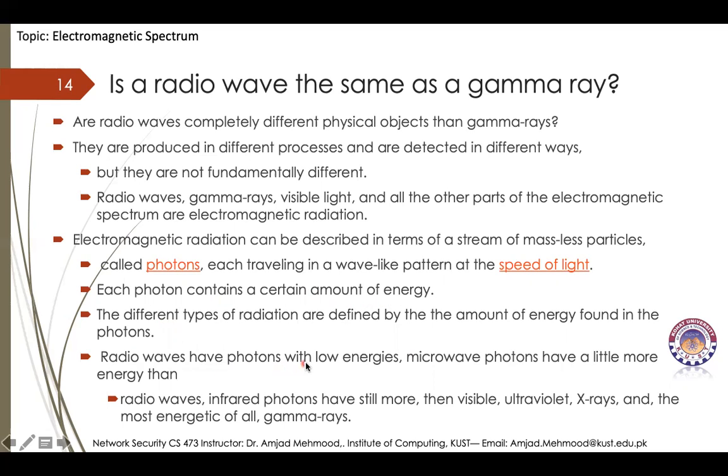Radio waves have photons with low energies. Microwave photons have a little more energy than radio waves. Infrared photons have still more, then visible, ultraviolet, X-rays, and the most energetic of all, gamma rays.